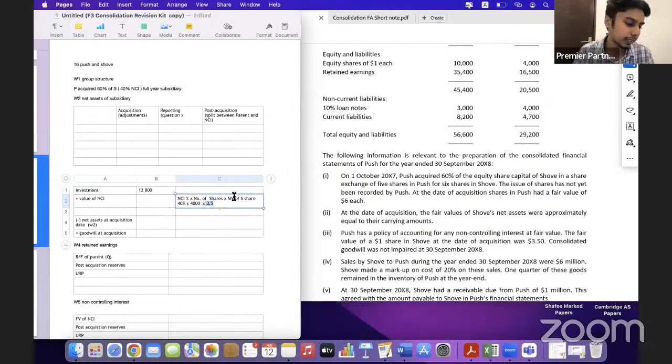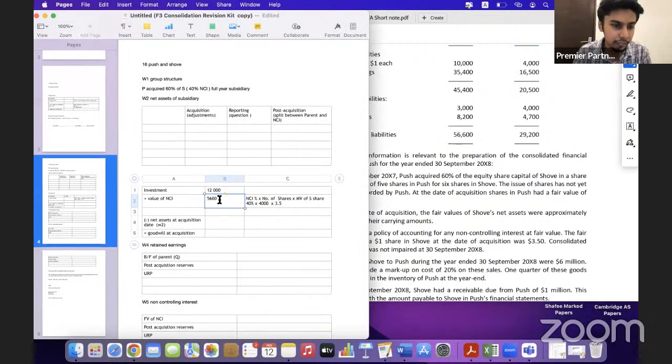Now, guys, can you multiply and see what will be the answer? 4,000 into 40%, that into 3.5. So the answer is coming as 5,600. Now, don't forget what's the double entry for the fair value of NCI. Goodwill will become debit, and then NCI should become credit. Like this, you have to mark it and show.